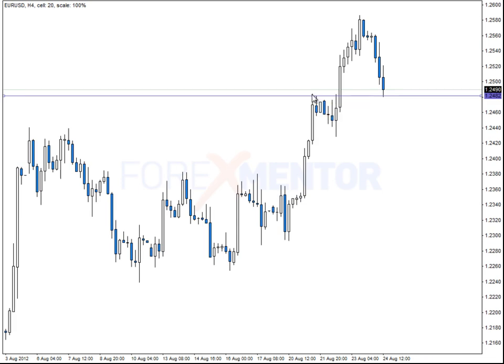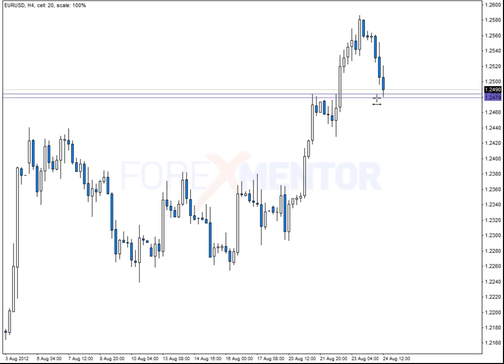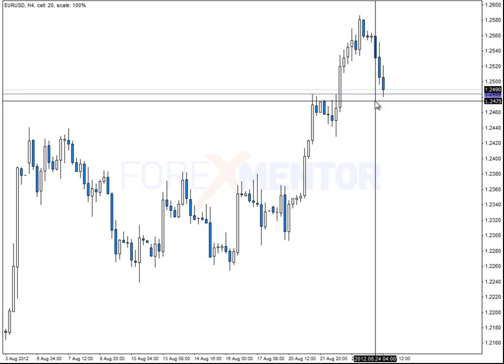Now we've got this resistance, resistance, resistance, and then price comes down and tests this level. So we've got this area here, and then slightly lower we've got this block area here. In this zone, and it's not even a 10 pip zone, if I could find a pattern to go long, I'd be very, very keen on that.